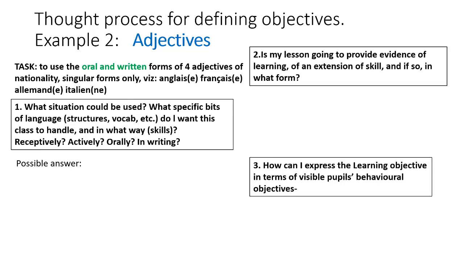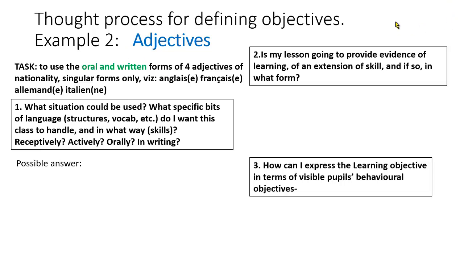So imagine then that within your short term planning, you're asked to use the oral and written form of four adjectives of nationality, singular forms only, viz. anglais, anglaise, français, française, allemand, allemande, italien, italienne.